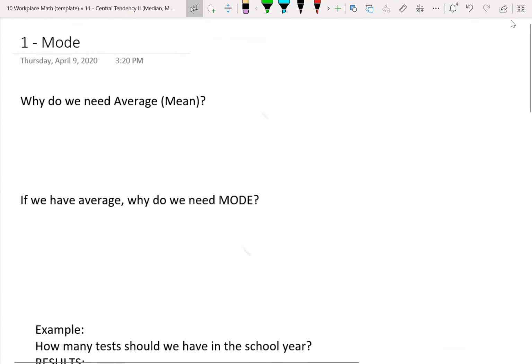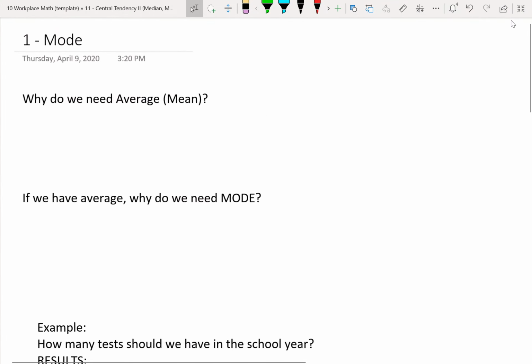All right, so we are talking about data analysis again, central tendency. Last time we talked about average. Average is a way that if we take a lot of numbers, like hundreds of numbers, we can boil it down to just one number that we can actually understand. If you take all your marks in your classes and boil it down to one average, you can get a good sense of how you're doing in school.